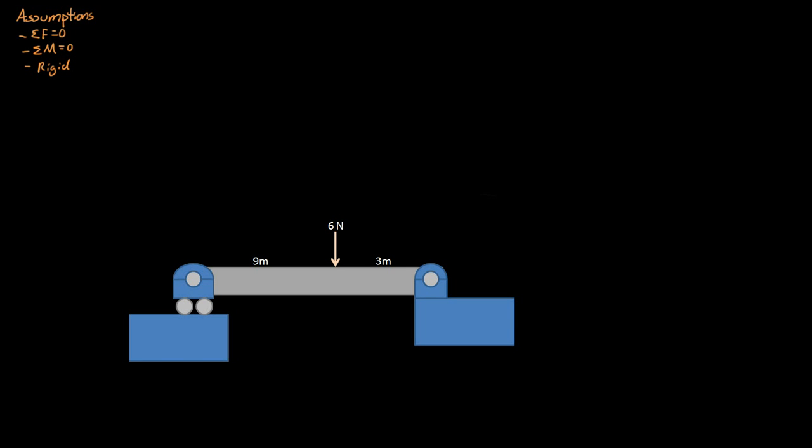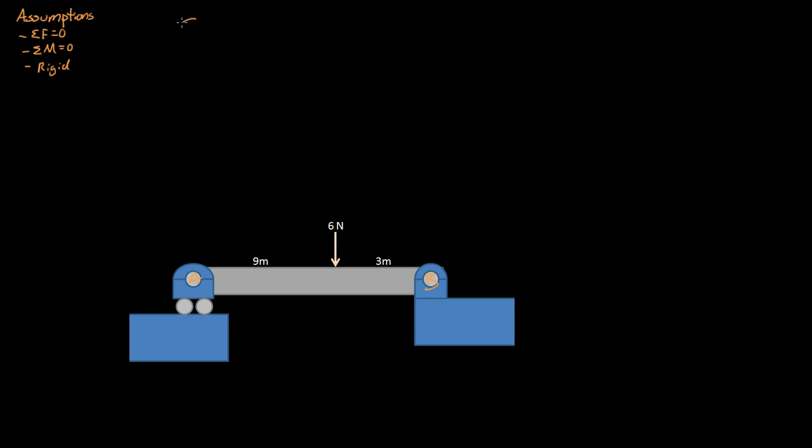Alright, in this video we're learning how to do the shear diagram and the moment diagram. But before we can even do that, we need to find the reactionary forces at A and B. I don't know if you can see those. So let's find out what forces are at A and what forces are at B.